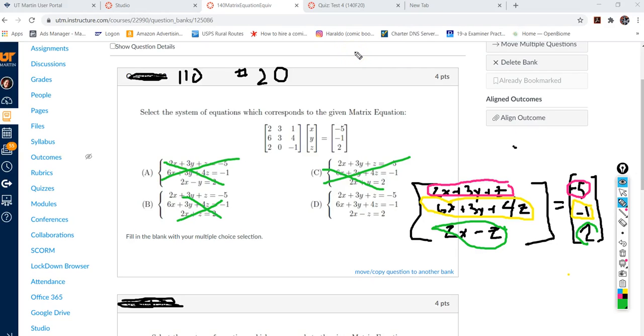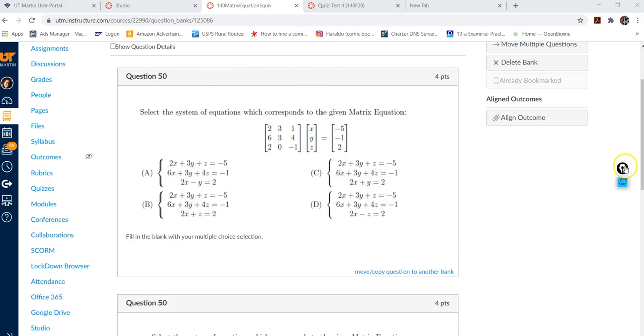Okay, so that ends the test for both courses. They came from the same test bank except for the last question. The one I just went through was in the Math 110 test bank. So that concludes this.